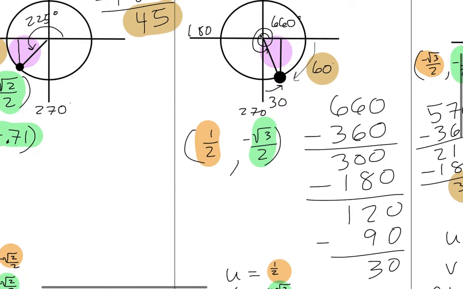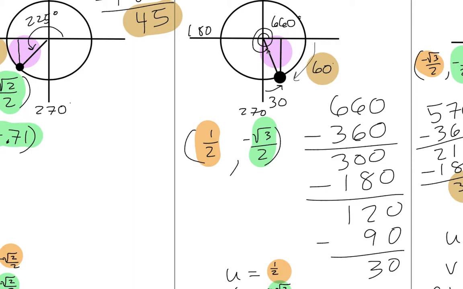So go around once for 360, go around once for 180, go around an additional quadrant for 90, and then it's 30 degrees past the 270 mark here, 30 degrees. So you go around all this 660, and then this is 30. To find the reference angle, that'd be 60 degrees. So we have to draw a 30, 60, 90 triangle.